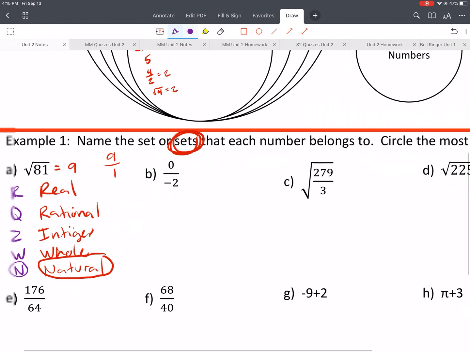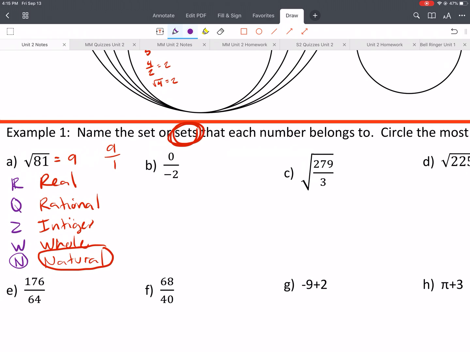So let's just go over. I would pause if you can and try to do the rest of these and then see how you did. So here we can simplify that. That would just be 0. So again, we'd write down real, rational, integer, and whole. And whole would be our most specific set because 0 is not a natural number.